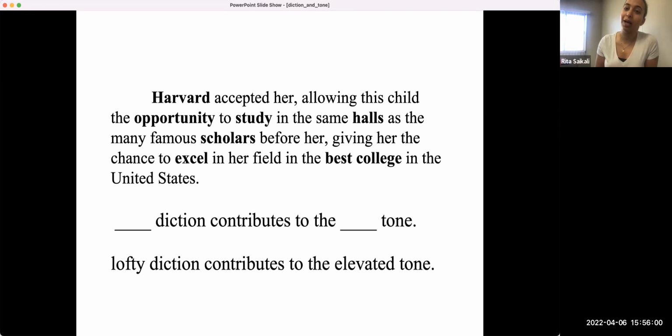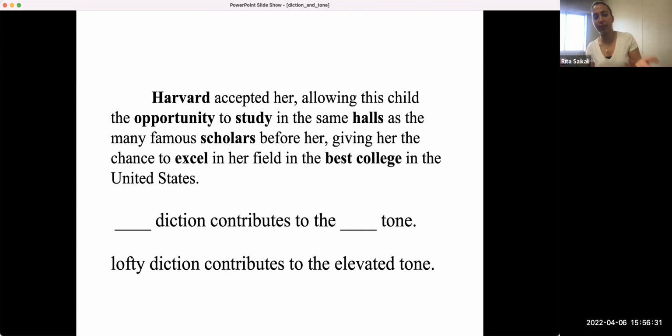Harvard accepted her, allowing this child the opportunity to study in the same halls as many famous scholars before her, giving her the chance to excel in her field in the best college in the United States. What is that? What tone does it have? I don't think it would be excitement, but maybe proud, yeah, or esteemed, right?